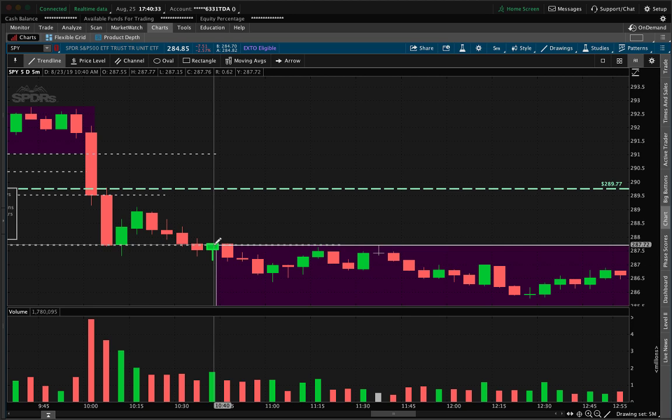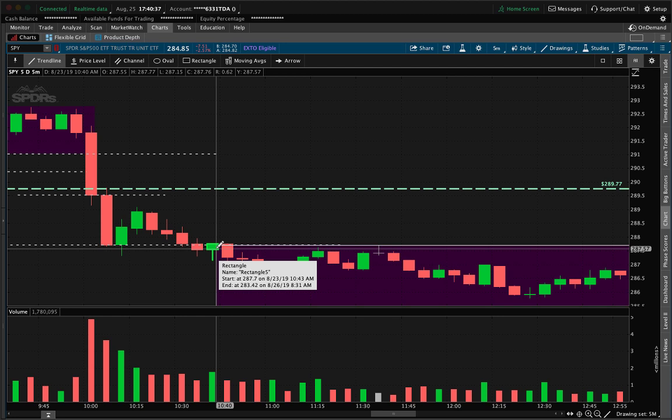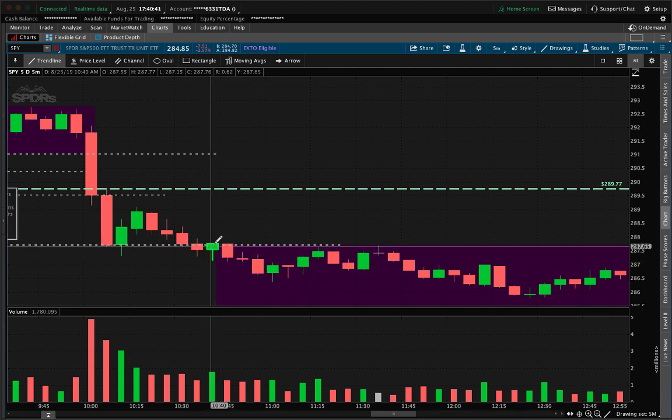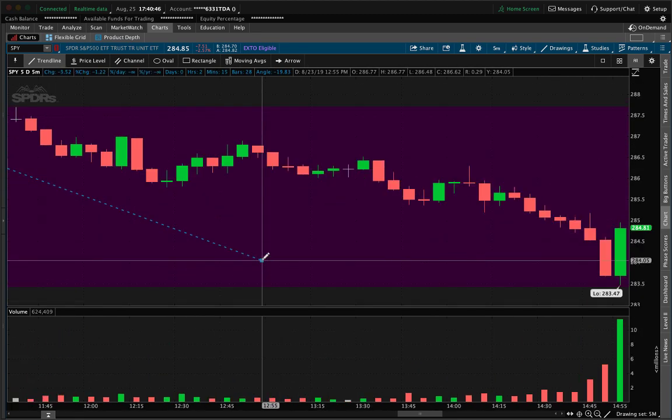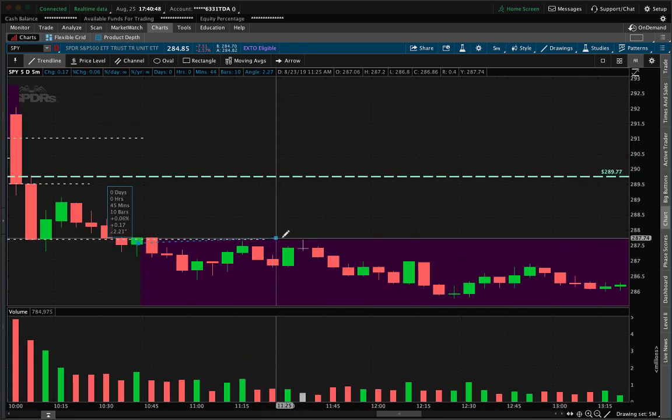I still would have played this. Excuse me, it opened here. I'm so sorry, it's been a long day. It opened here, closed within. It closed outside of the range. That's what I would be looking for. I'd keep holding it, holding it, holding it. It retests this range, but it finds failure.